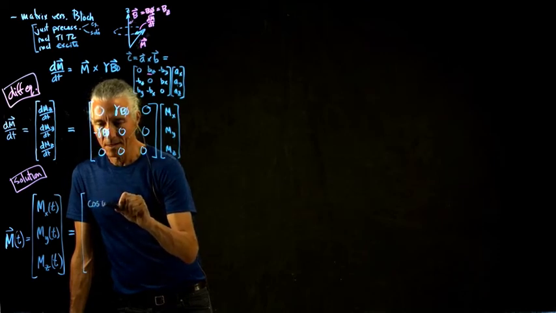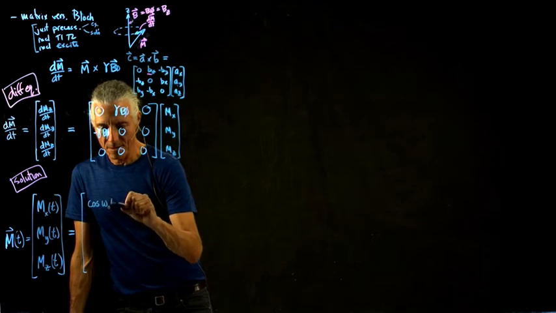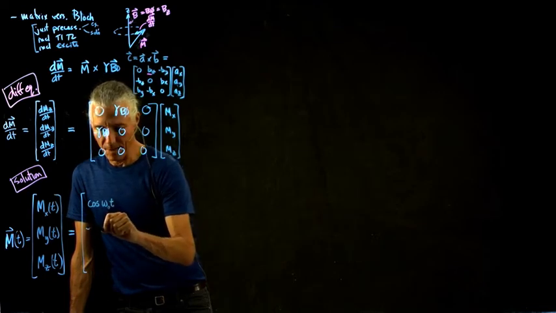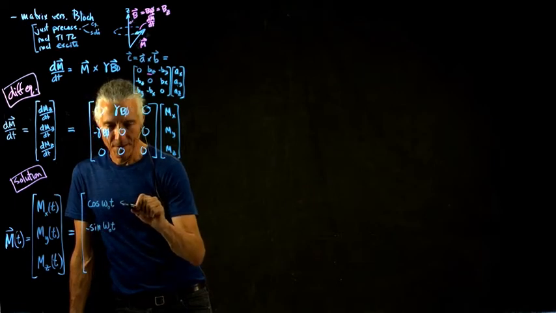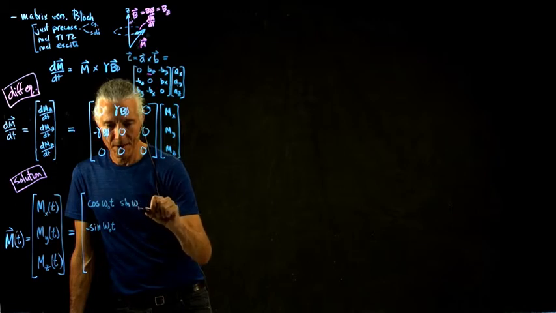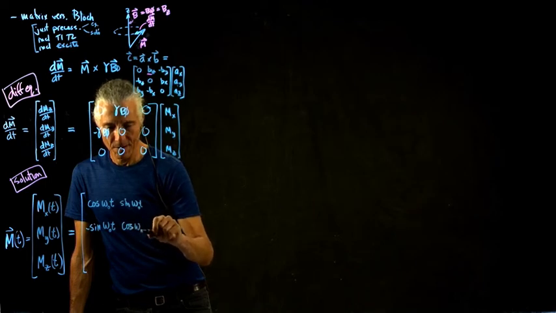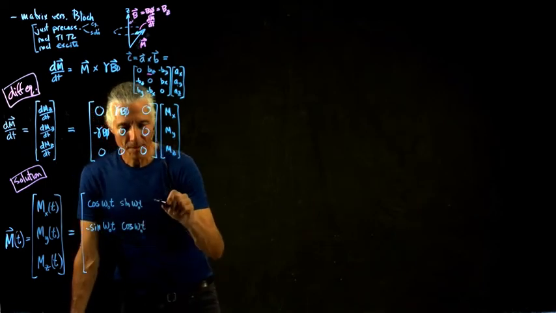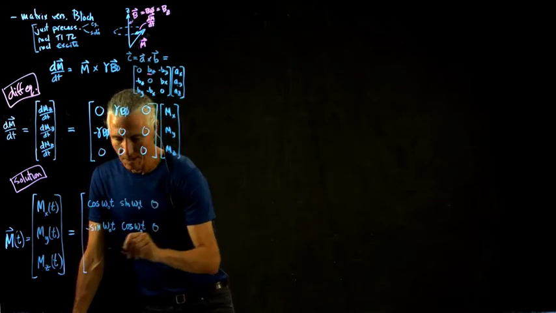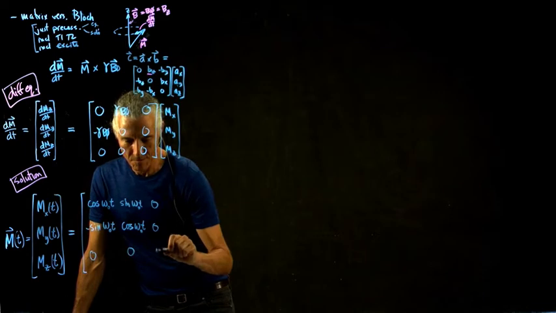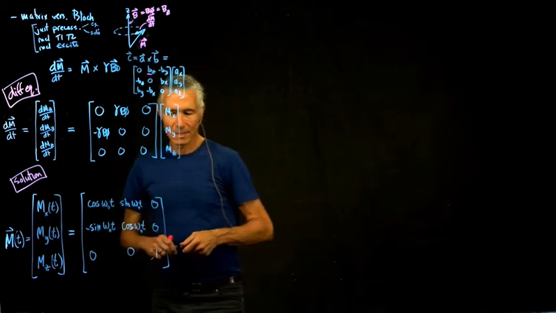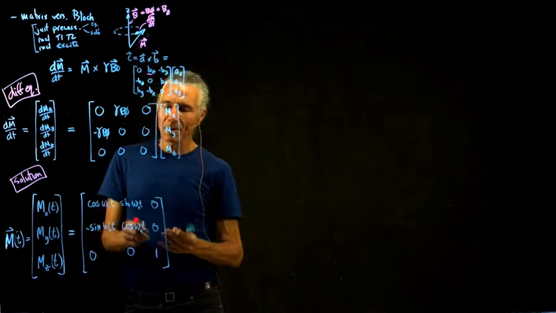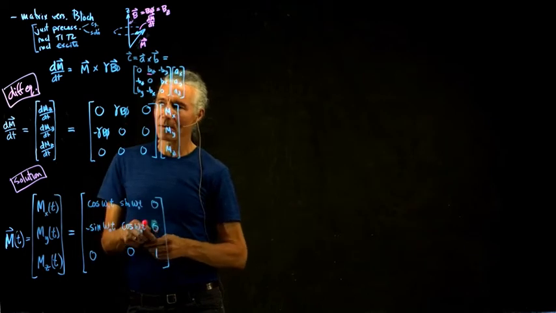But what that rotation matrix looks like is cosine of omega 0 t, we'll say what that is in a second, and minus sine omega 0 t, and then sine omega 0 t, cosine omega 0 t, and then 0, 0, 0, 0, 1. So that's the solution matrix, which turns out to be a rotation matrix around the z-axis.